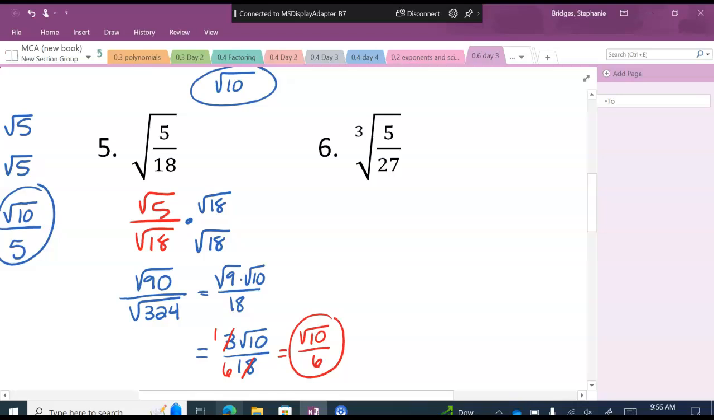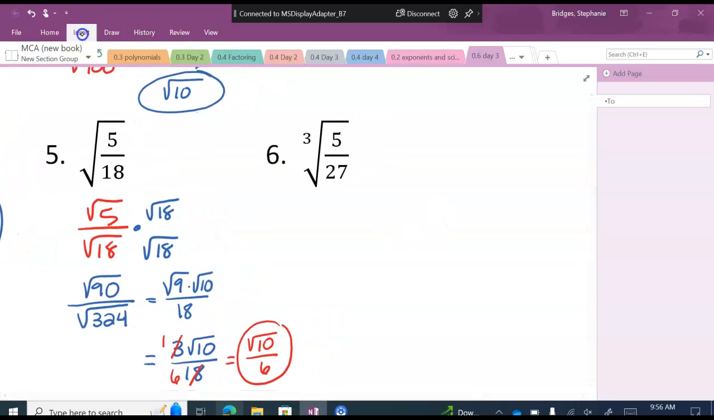What's different about 6? It's a cube root instead of a square root, right? So these are going to be a little bit trickier sometimes. So we're going to do the same thing we always do. We're going to split it up, and we're going to take the cube root of the numerator, and we're going to take the cube root of the denominator.